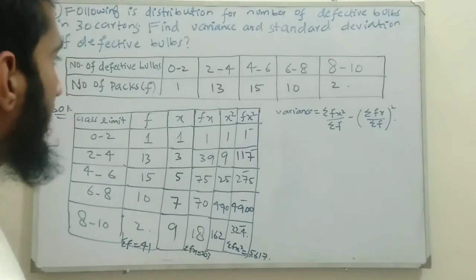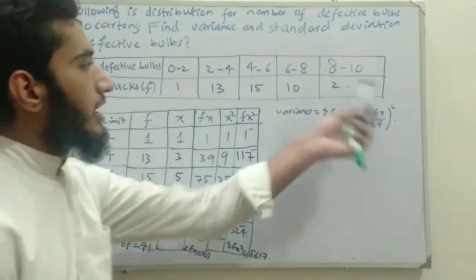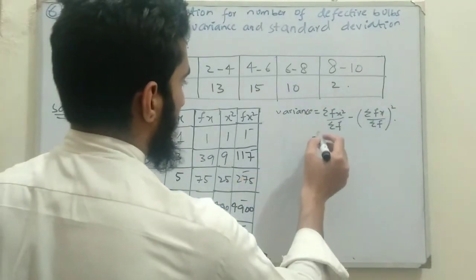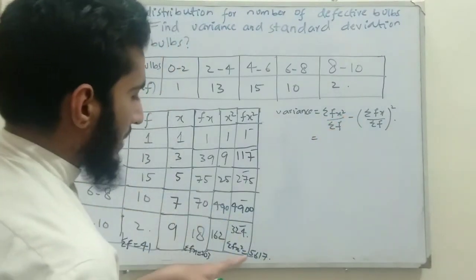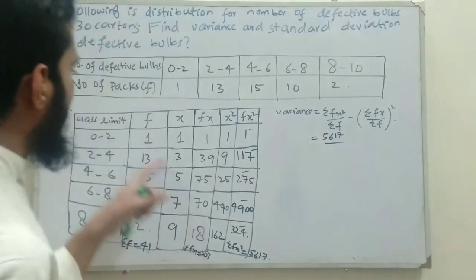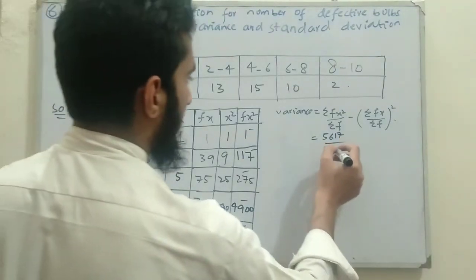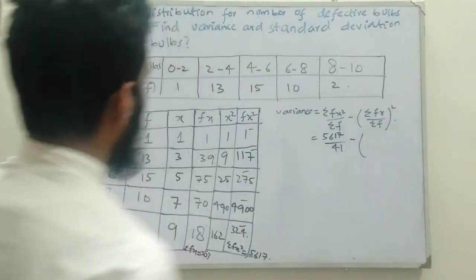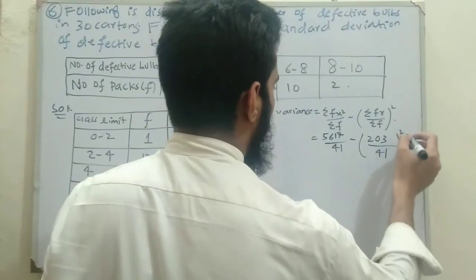After this, we are going to just put the values over here and find the variance. So variance is equal to summation of f of x square, which is 5617, divided by summation of f, which is 41, minus summation of f x divided by summation of f, the whole square.